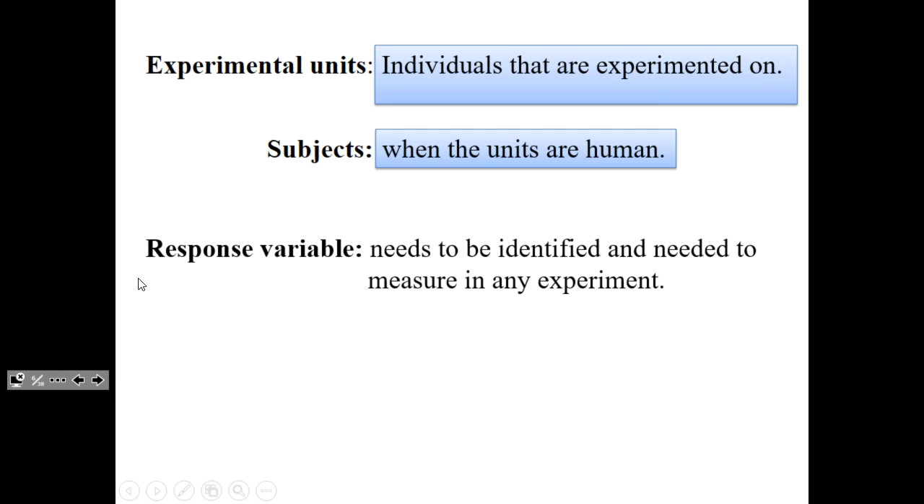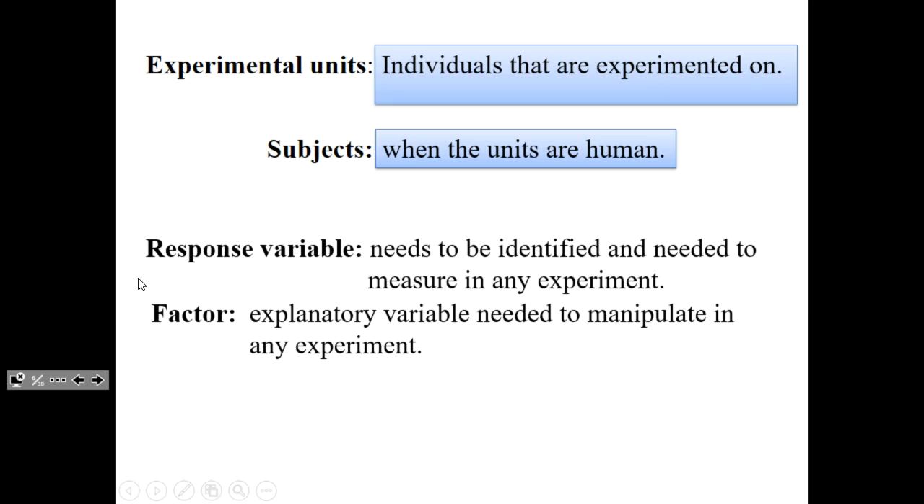Now, response variable, we need to identify it. We need to measure it in any experiment. In this case, it's going to be how long does the battery last at those different temperatures. So how long does the battery last? That's my response variable. Factor, that's the explanatory variable that we need to manipulate in any experiment. So in this case, I'm talking about batteries. The factor is the temperature that the battery is being kept at.